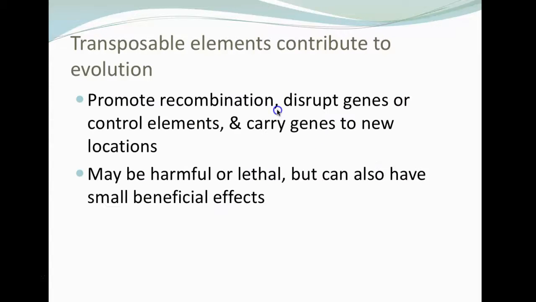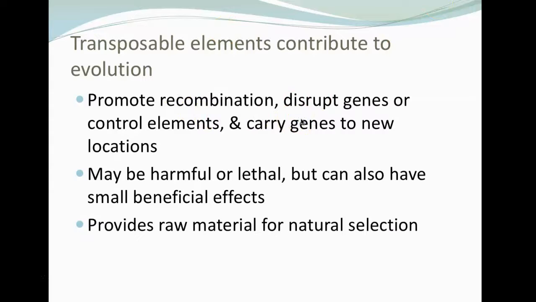All right. So transposable elements, transpositions, are going to promote recombination. And I already said this, but I'm just saying it again. Disrupt genes, carry genes to new locations, they can be harmful or lethal. I would say most of the time, if a transposable element disrupts a gene, it's probably going to be lethal. But every once in a while, it could have a beneficial effect, and that can lead to the process of evolution. It provides the raw material for natural selection. Natural selection I am going to talk about in the next chapter.